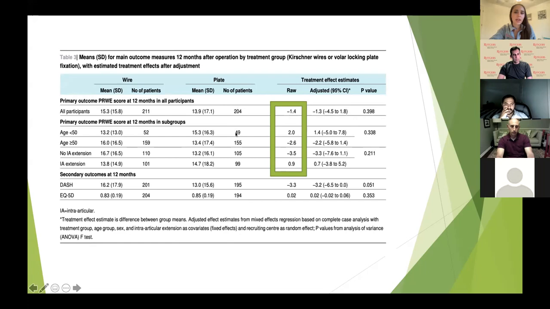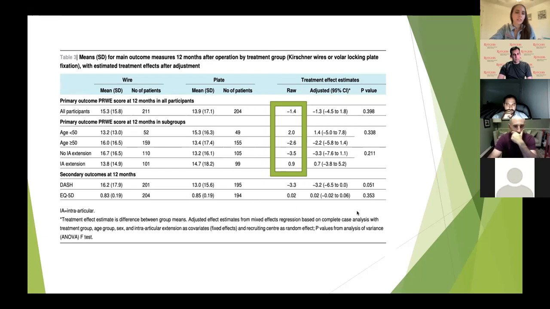So again, in the raw data, looking at all participants, and even when you're taking into consideration those stratifications of age and intra-articular extension of the fracture, there was no significant difference between the groups. The authors had said that a score of, I think it was 6 points, is a sign of different functional differences when you look at that patient-reported wrist evaluation. So not only was it non-significant, but there's no 6-point difference between the scores.